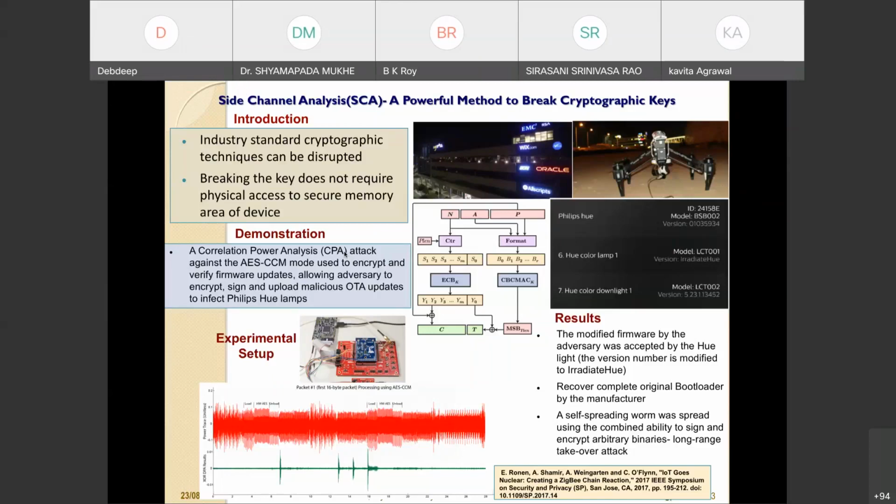a correlation power attack, or CPA. What the attacker does is allow the bulb or its firmware to perform certain encryption operations, and while the encryption is being done, it obtains the electromagnetic trace around the device. How do you do that? I will talk about that a little later. Once these EM traces are captured, it performs the attack method called CPA, or correlation power attack, and using that it gets back the 128-bit secret key.